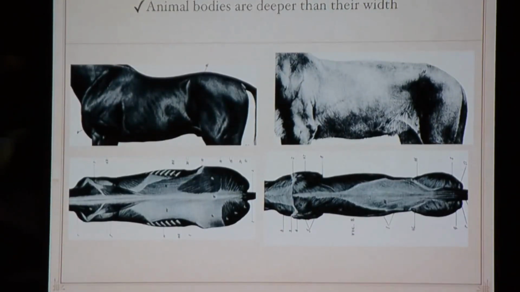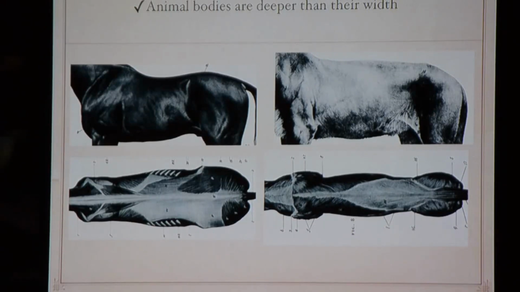Also, animal bodies are deeper than they are wide. You see the upper one, we have a horse and we have a lion. And the horse is definitely much wider in the back end. Most of the prey animals that run do. They have much more massive motors that actually compel them forward, whereas the predators don't necessarily have as much width. But they are similar in line or a little bit larger in the back end.